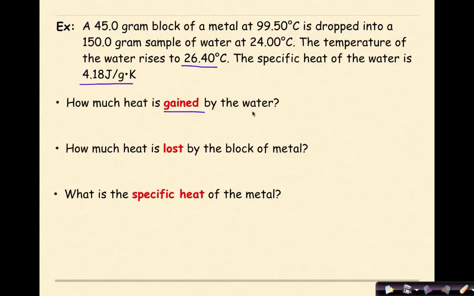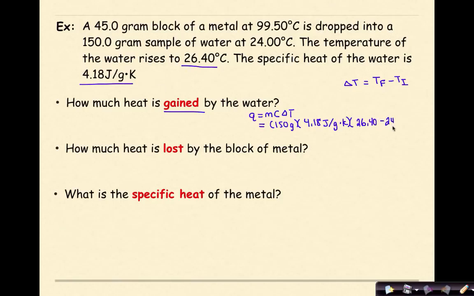And to do this, we're going to use Q equals mc delta T. The mass of our water here is given at 150 grams of water. We know the specific heat of water is 4.18 joules per gram Kelvin. And then we have our temperature change. So again, delta T will always be represented as temperature final minus temperature initial. And our final temperature here is 26.4 degrees Celsius minus our initial temperature of water, which is 24 degrees Celsius.